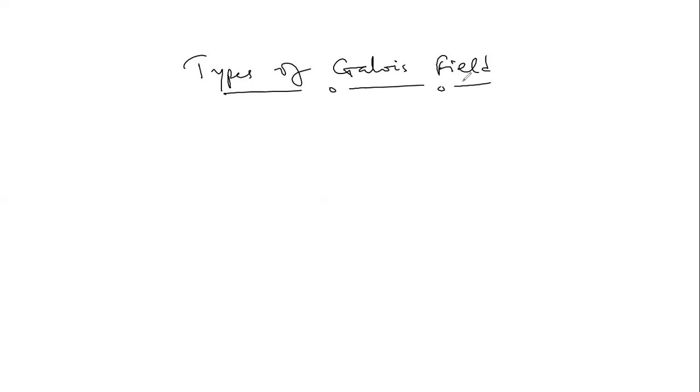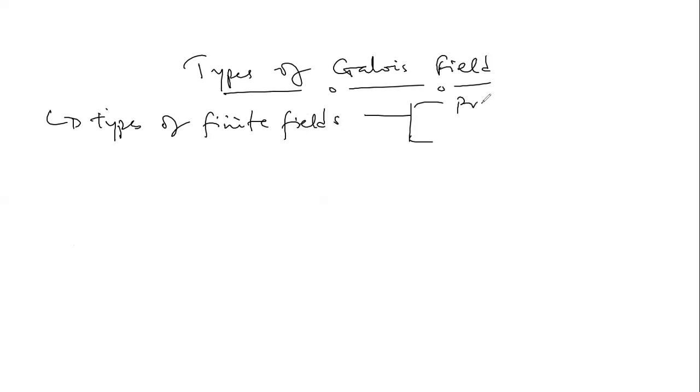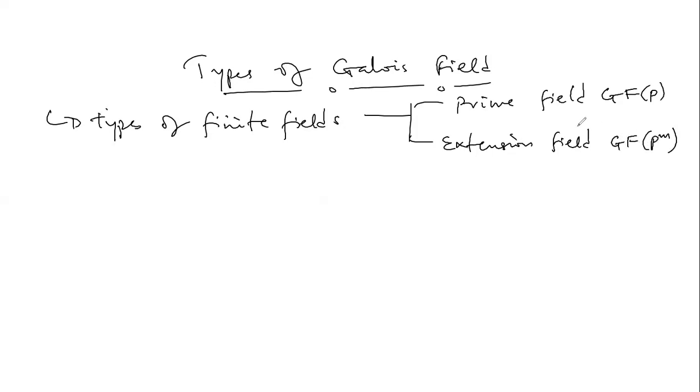Yeah, the types. When we talk about the types of Galois field, we actually mean the types of finite fields. And here we have two types: the prime field and the extension field. The prime field is given as the Galois field P, while the extension field is given as Galois field P to the M.